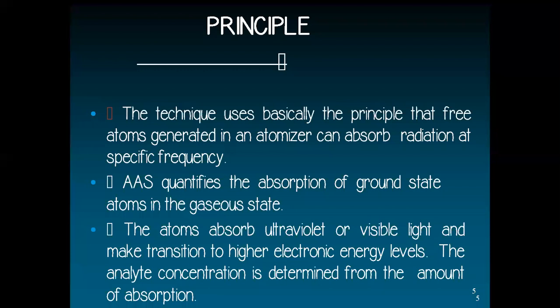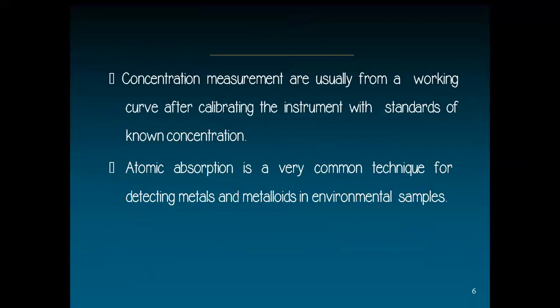So atomic absorption spectrum quantifies the absorption of ground state atoms in the gaseous state, and the atoms absorb UV or visible light and make transitions to higher electronic levels, and the analyte concentration is determined from the amount of absorption. So जितना absorption होगा उसकी basis पर हम लोग ये determine कर पाएंगे कि इलेक्ट्रॉन जो है वो कौन से शेल से किस शेल की तरफ गया है और कितना एब्जॉर्प्शन हुआ है.